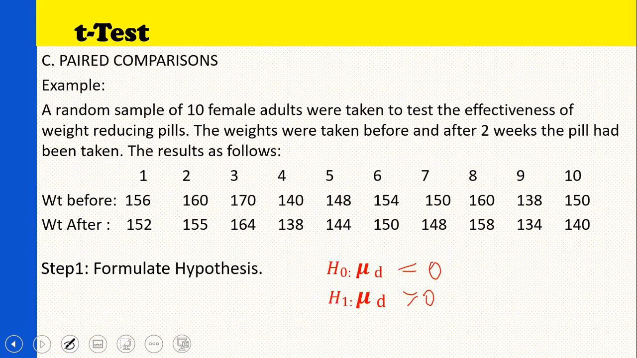So we can also represent our hypothesis. Mu of D is equal to 0, meaning the pill is non-effective. And for the second part, the mean is effective, which is mu of D is greater than 0. Let's move forward with the level of significance. We have 5%.